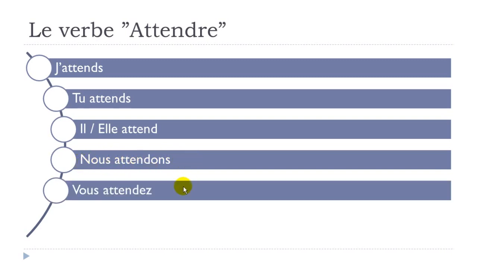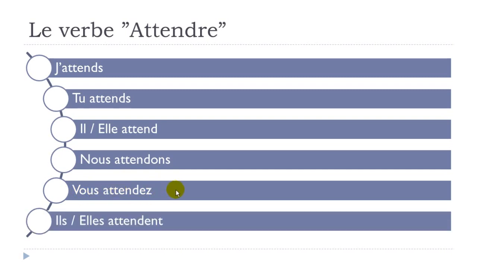Vous form, same thing, classic ending for vous, E-Z. When you combine the two, you get the sound et: vous attendez, attendez. Let's put here the liaison, the link: vous attendez.